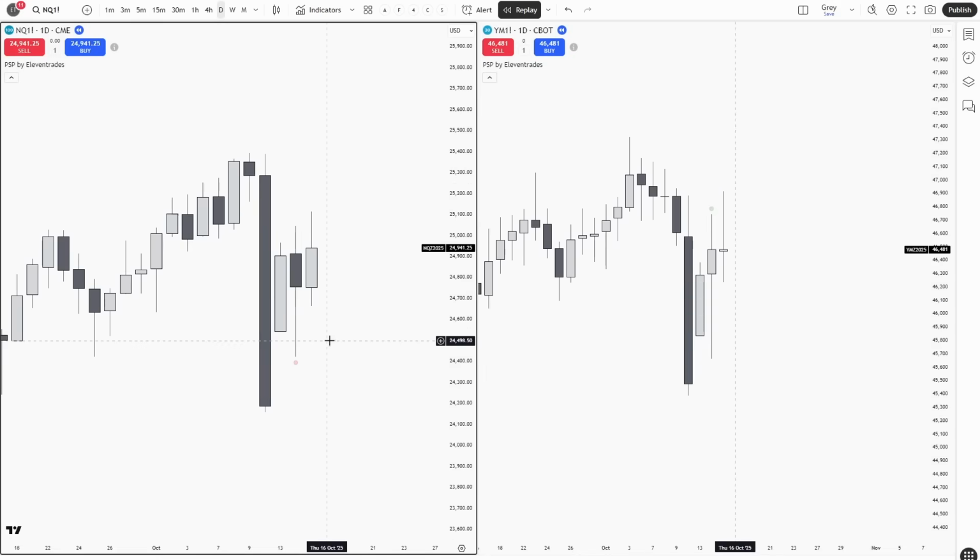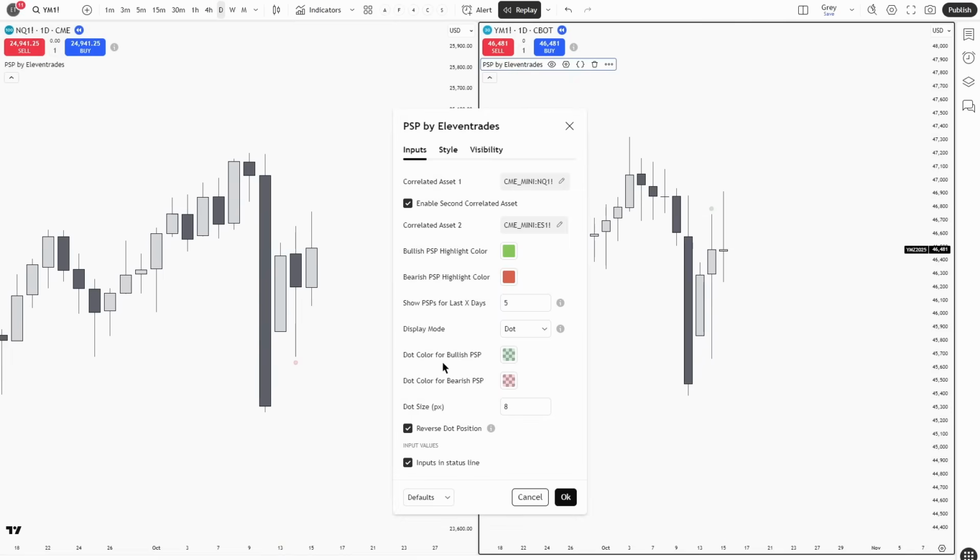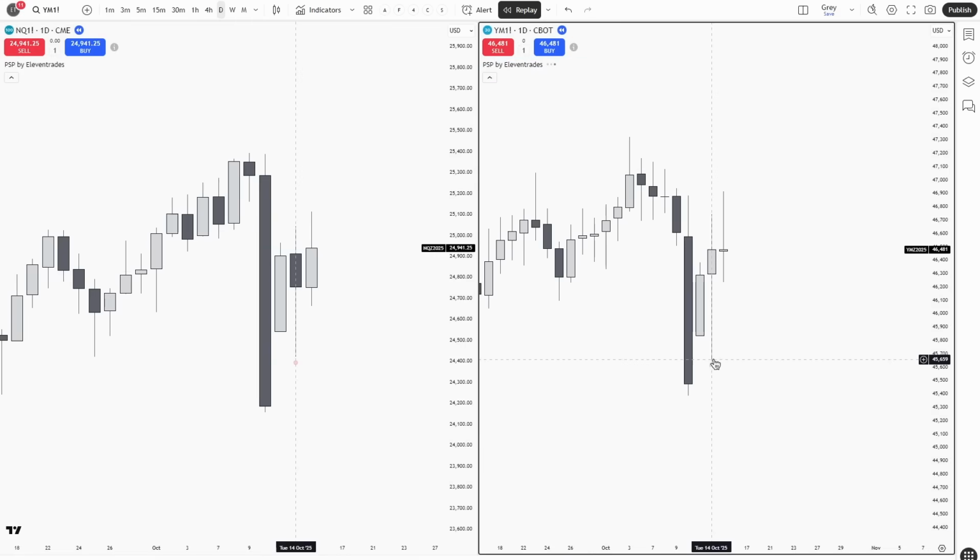So as you can see here, we have the PSPs. We printed the Tuesday 14th of October candle bearish on the NQ, and we were bullish on the YM. So it plotted that PSP automatically for us, and we can change the dot position, reverse it, so it will show it on the lower side. So we have a bullish PSP on the YM.